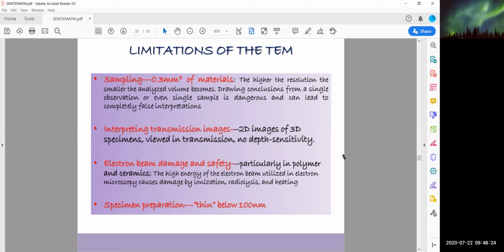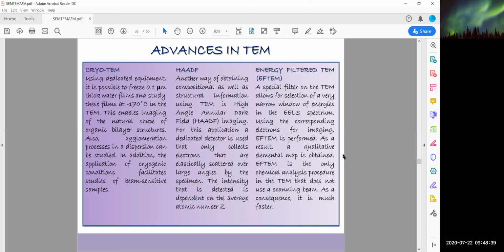Specimen preparation: thin, below 100 nanometer. The specimen prepared for analysis should have a thickness of less than 100 nanometer for the electrons to transmit through it. Then there are different kinds of TEM, cryo-TEM, in which the vacuum is created through cryo pumps, liquid nitrogen, etc. Then there is energy filtered TEM, EF-TEM. Okay, so these are various types of TEM. HAADF stands for high angle annular dark field imaging, and energy filtered TEM, EF-TEM.